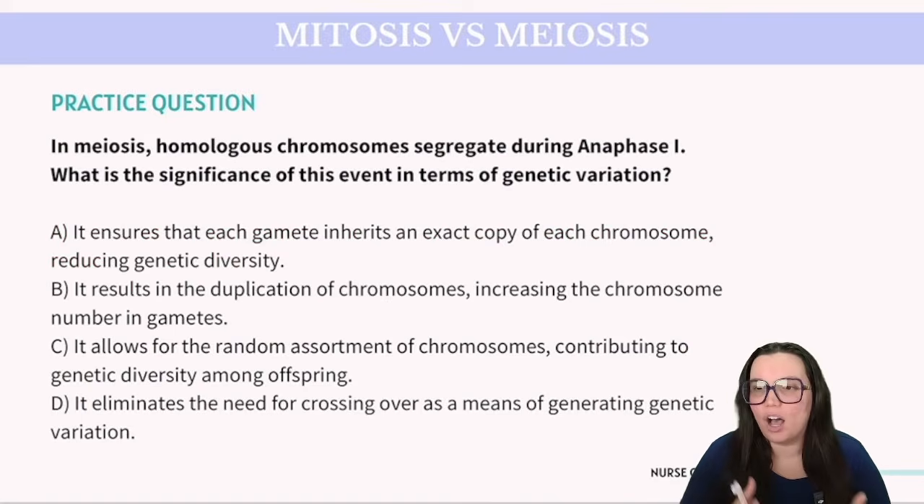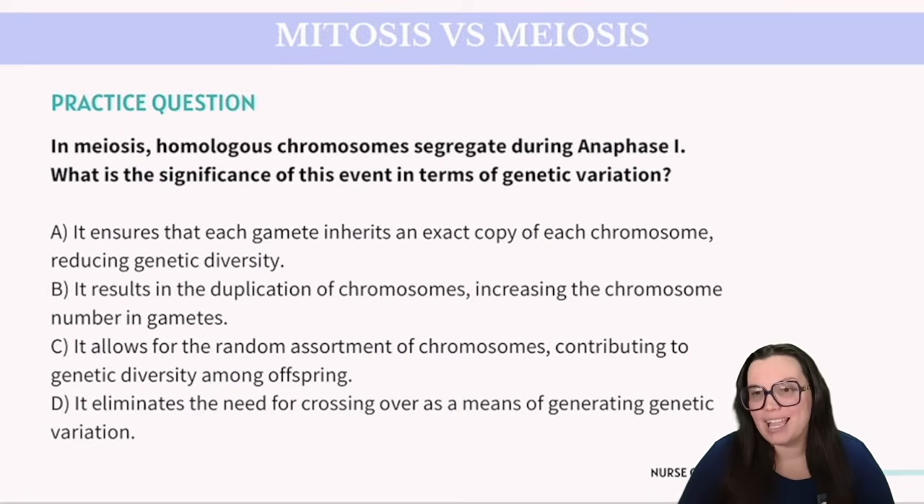In meiosis, homologous chromosomes segregate during Anaphase I. What is the significance of this event in terms of genetic variation? Is it A, it ensures that each gamete inherits an exact copy of each chromosome, reducing genetic diversity?